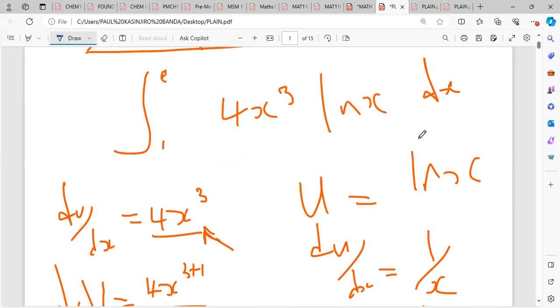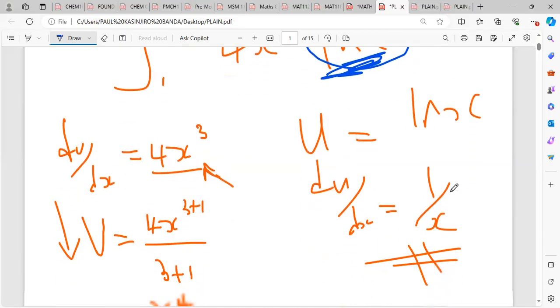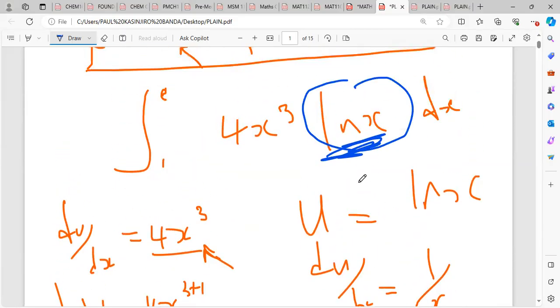We said when you are given such an equation there, you have to select your u as something that can easily be differentiated. So between this guy and this guy, the one that can easily be differentiated is this guy, because we know the differentiation of ln x is just 1 over x. No wonder we chose it as u.